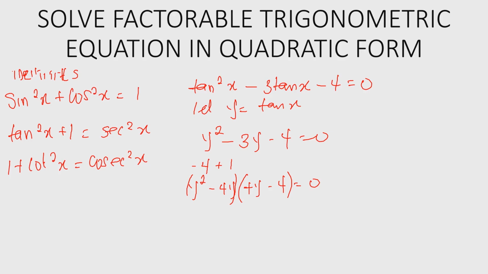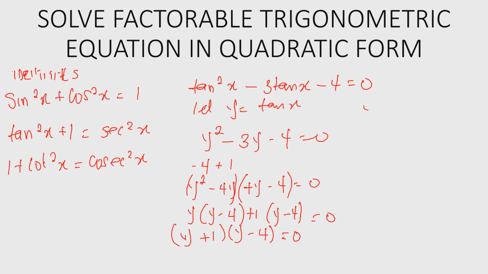So here we are going to have y into y minus 4 plus, and what's common here is plus 1 into y minus 4. So we are going to have y plus 1 into y minus 4, which is equal to 0. At this point we can say that y is equal to minus 1 or y is equal to 4, because you equate y plus 1 to 0 and y minus 4 to 0, which gives y equals minus 1, y equals 4.